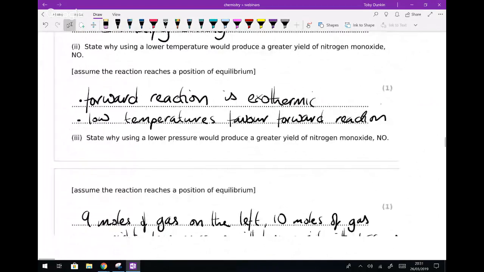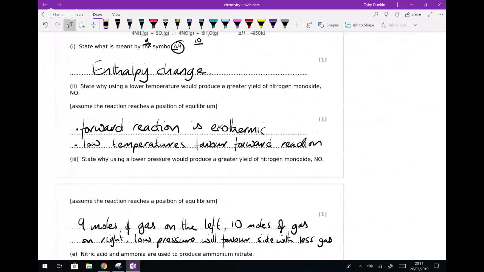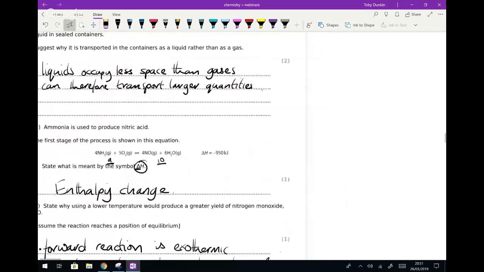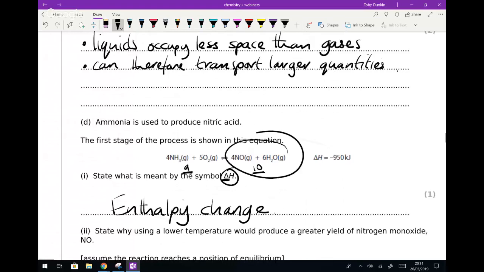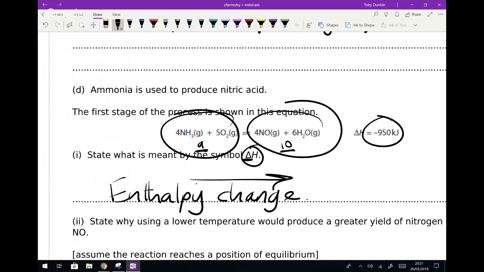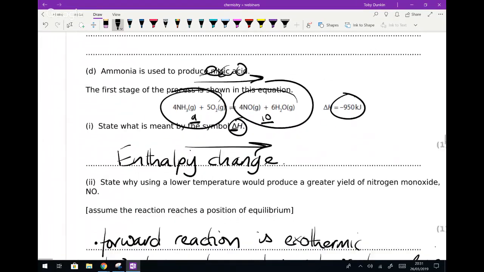Forward reaction is exothermic. Low temperatures favor forward reaction. Why low pressure? Quoting moles of gas on either side. 10 moles on that side. 9 moles on that side. Low pressure will favor more gas. It's exothermic in the forward direction. Lower temperature favors higher yield.